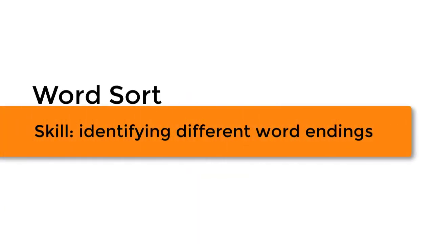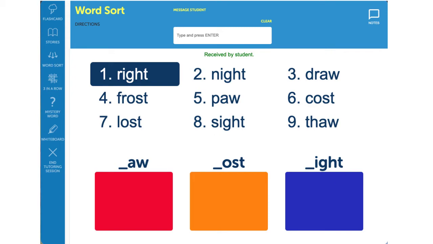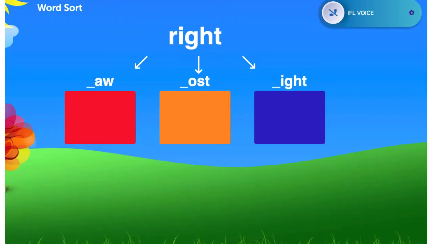In the word sort activity, students will practice sorting words based on their word endings. This is a great practice for students learning how to sound out words. As the tutor, you will select the word from the menu. Your student will only see the same word you select. Ask your student where the word belongs based on the word ending.